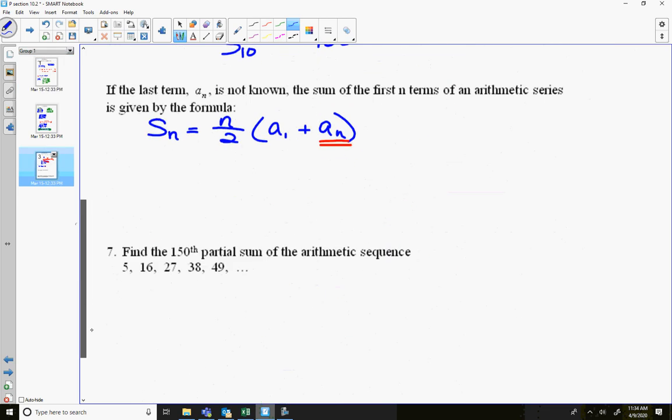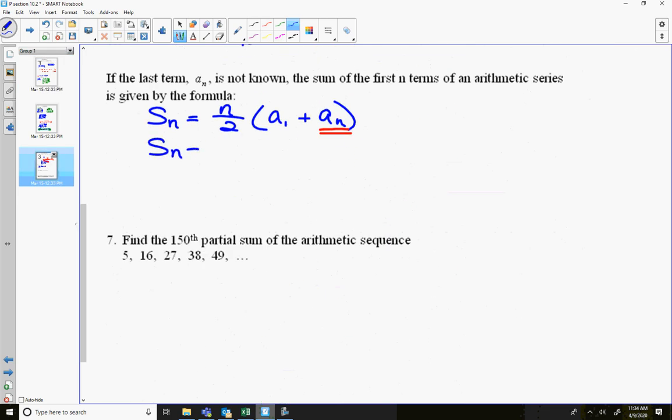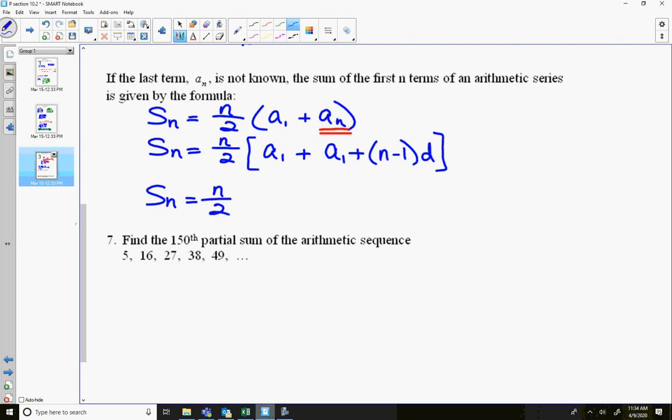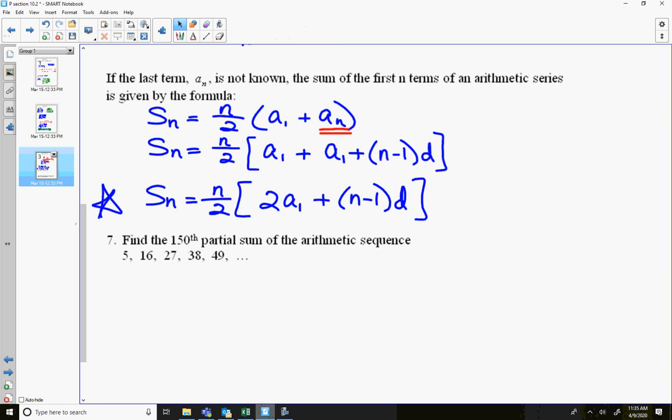So, coming back here, change this to brackets because I have other parentheses. I have a1 plus, and now for that nth term, it's simply going to be a1 plus n minus 1 times the common difference. Cleaning that up a little bit, we have like terms there, so I've got 2 a1s. And that is an extra formula. So that is a formula for if you don't know the nth term in the sequence.